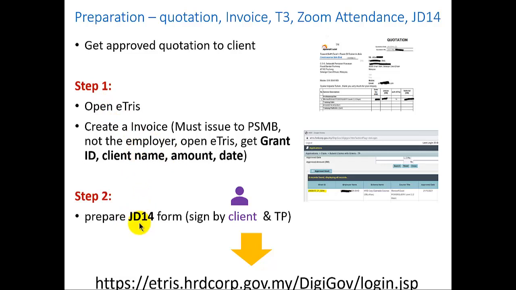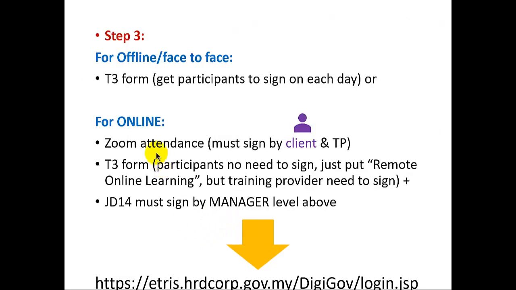Like I said earlier, just prepare the JD14 form. It must be signed by the client and the TP, the training provider. For offline, you also need to prepare a T3 form and get the participants to sign each day. For online, you need the Zoom attendance and the T3 form. However, auditors do not need to sign. Just put remote online. The JD14 must be signed by manager level.